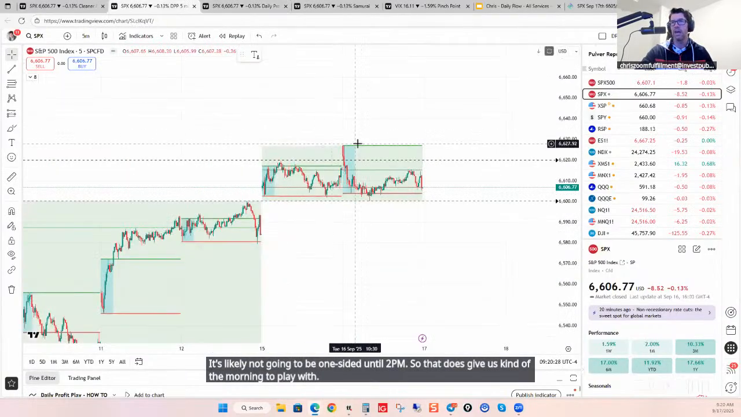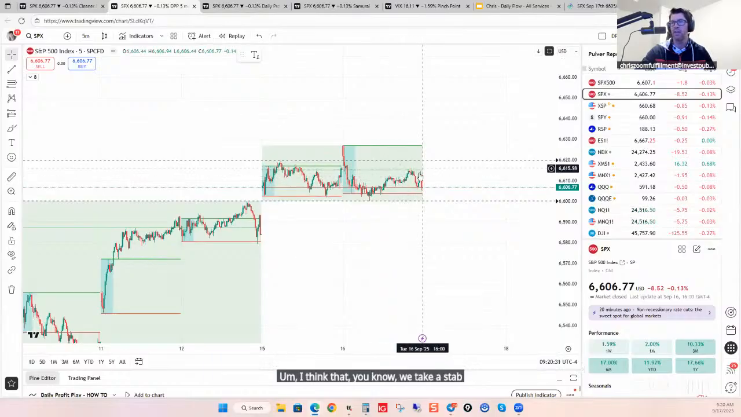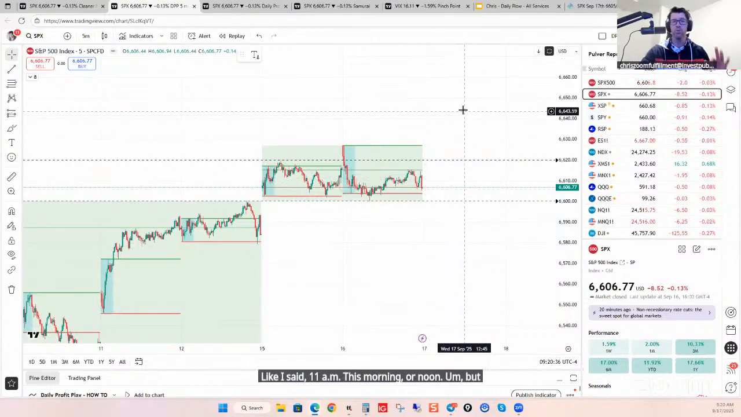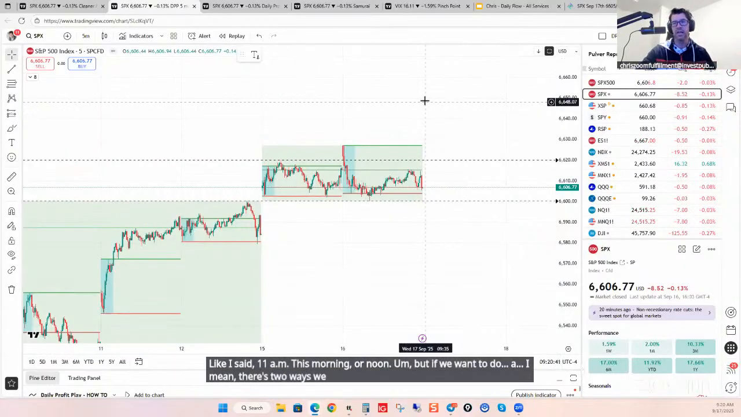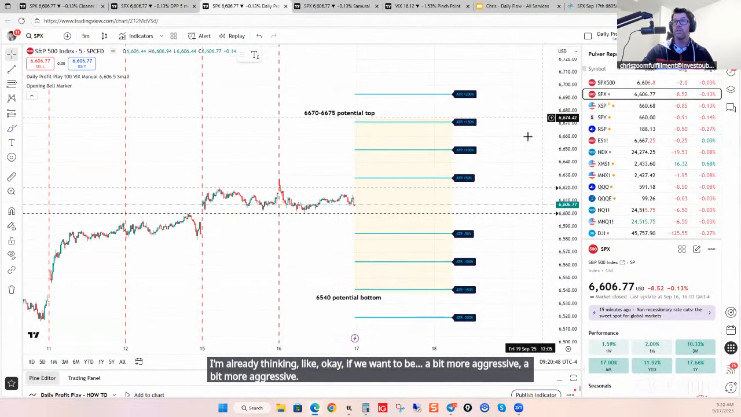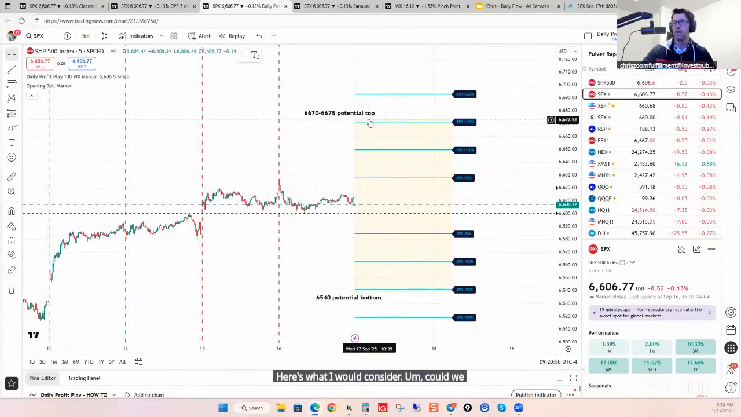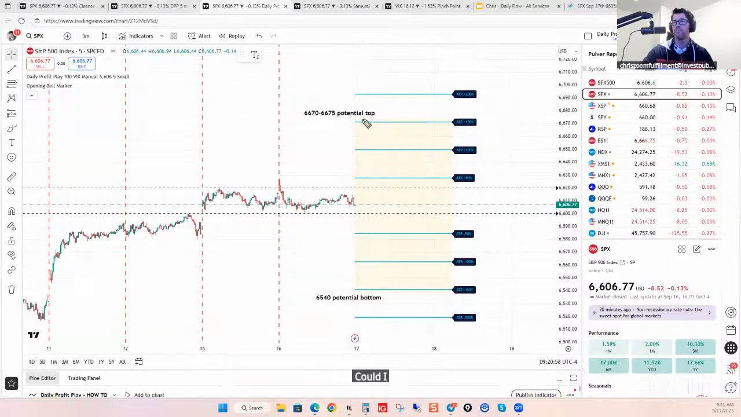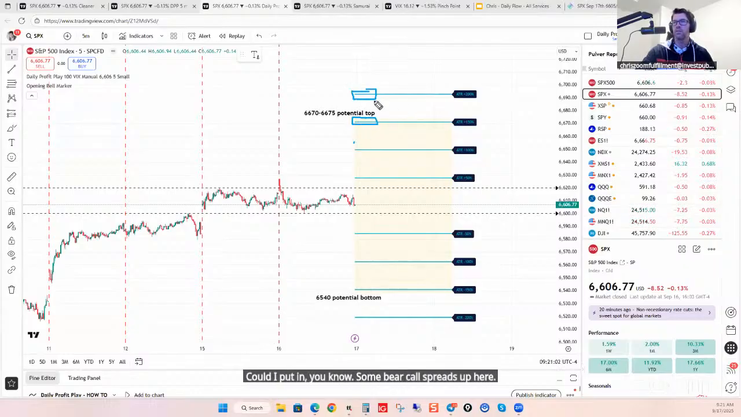I think that we take a stab at it and let time decay. It might take until, like I said, 11 a.m. this morning or noon. But there's two ways we can tackle this. I'm already thinking, okay, if we want to be a bit more aggressive, here's what I would consider. Could we go as high as this potential VIX top around 66.73 or 66.70? Could I put in some bear call spreads up here and look to see if price actually responds?